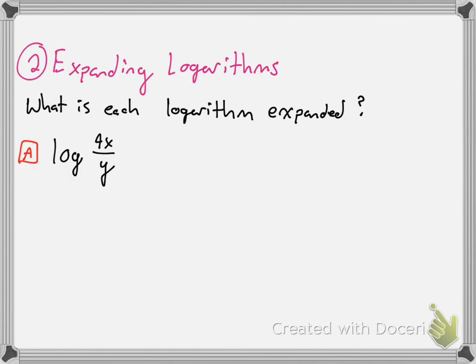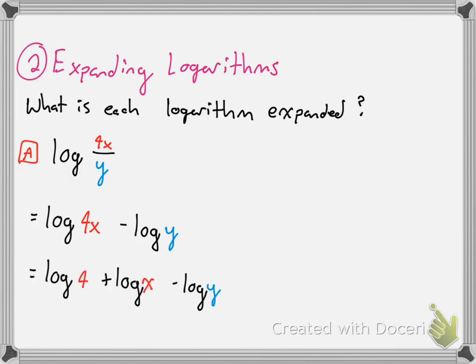So here I have log of 4x over y. By the quotient property, whenever I see two expressions divided over each other, I can expand it to be subtraction. So I'm going to take those two terms and expand them out like that. Finally, by the product property in that first expression, I could even expand log of 4x to say log of 4 plus log of x minus log of y. There is nothing else that can expand here, so that is my final answer.